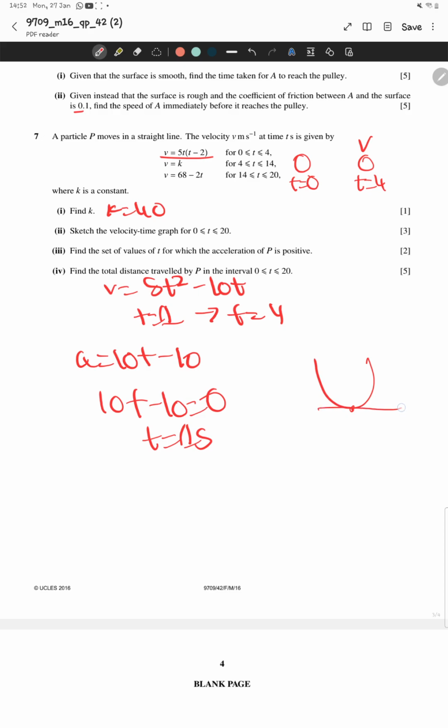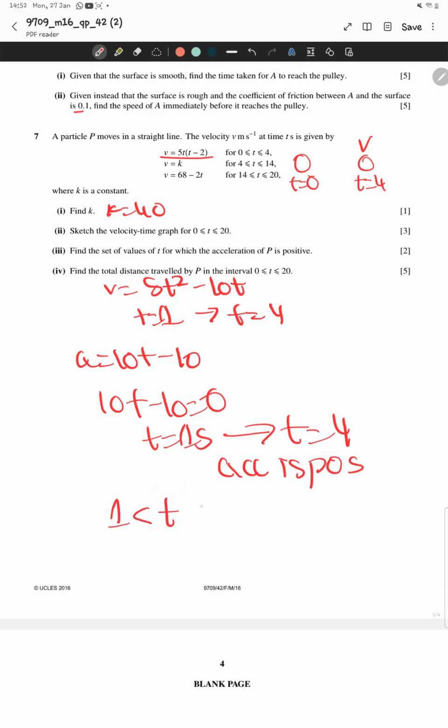When acceleration is 0, t equals 1, acceleration 0, and before that, the velocity was decreasing. So after this, the velocity must increase all the way till when we have constant velocity. And that's t equals 4. So from t equals 1 to t equals 4, the acceleration is positive. So the set of values would be, because at 1 it's 0, so it's technically not positive, because 0 is not positive or negative, so you have to use this sign.